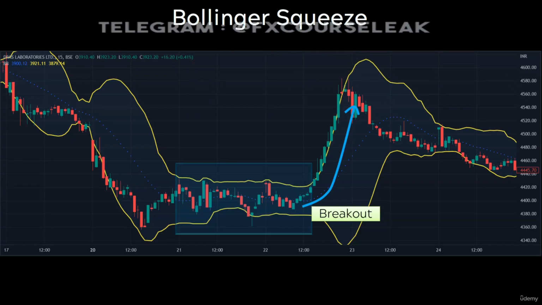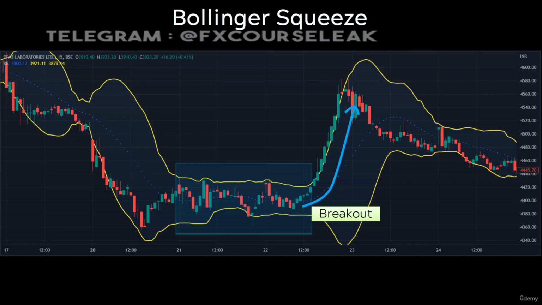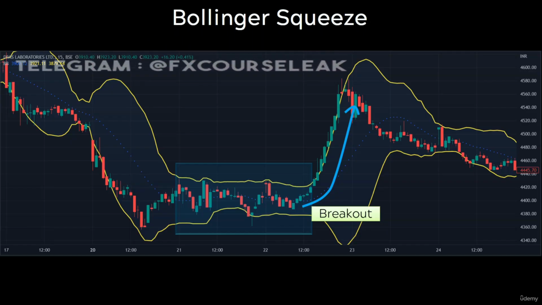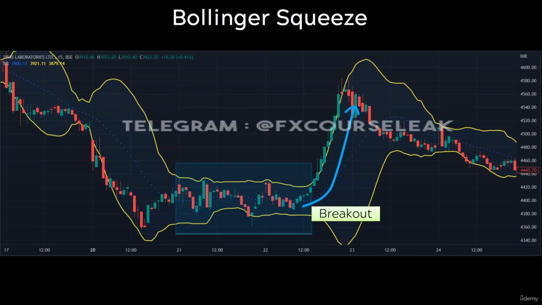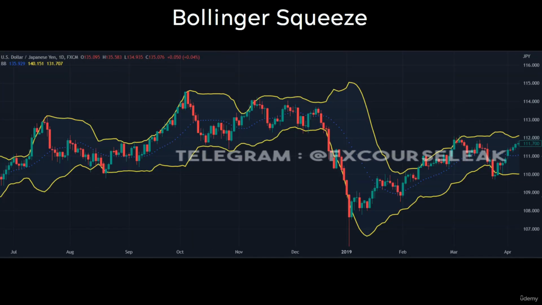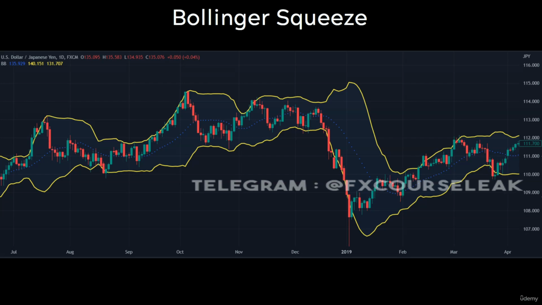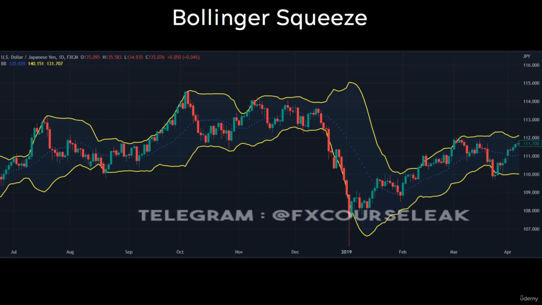Now a lot of new traders tend to look traditionally at Bollinger bands and make the general assumption that when the price hits the upper band, it's a sell signal, and when the price hits the lower band, it's a buy signal. Friends, this can be right and wrong at the same time.